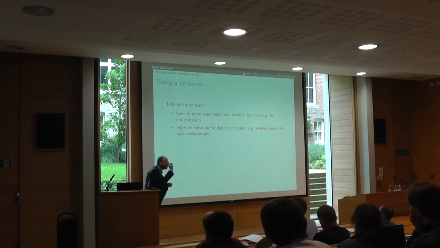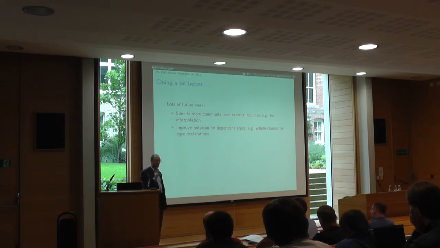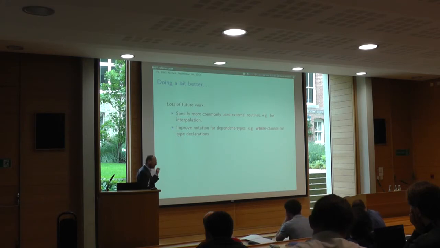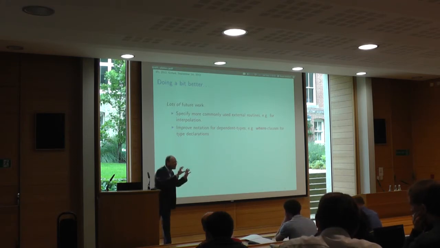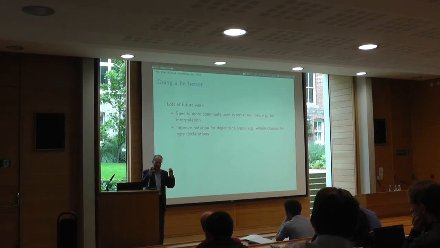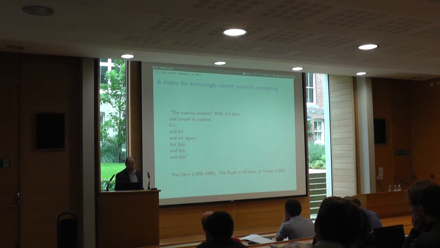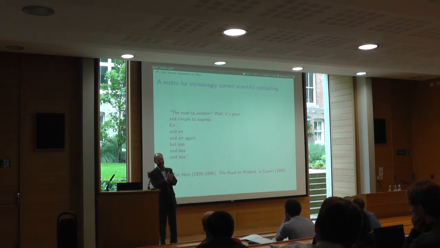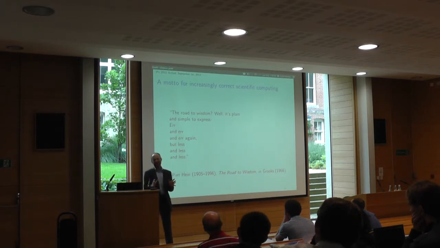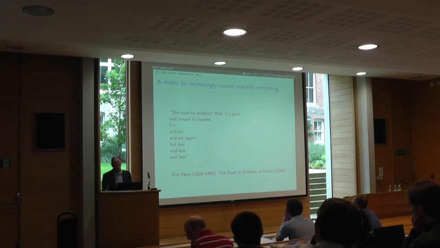I think putting types on these external routines, just saying what they're supposed to do, is very important. Using this dependent type programming language as glue that says this is supposed to do that, this is supposed to do that, therefore the result does that, is going to be very important. We can develop DSLs to help people use these things, and the idea is we want increasingly correct scientific computing. I'm not claiming we're doing correct scientific computing, right? Just let's do a bit better. Thank you.